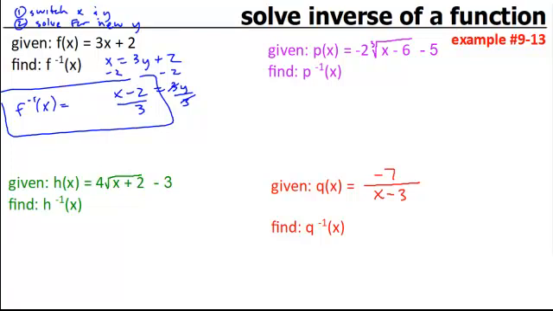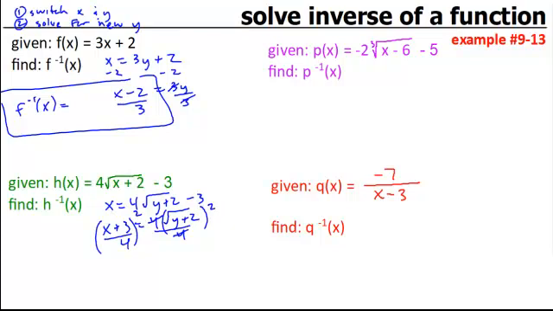We took this h function here, and we switched our x and y, so we get x is equal to 4 square root of y plus 2 minus 3. And then we solve for our new y. We're going to isolate this expression first, so I'm going to add 3 to both sides, divide by 4, and then I want to get rid of this, so I'm going to square both sides.